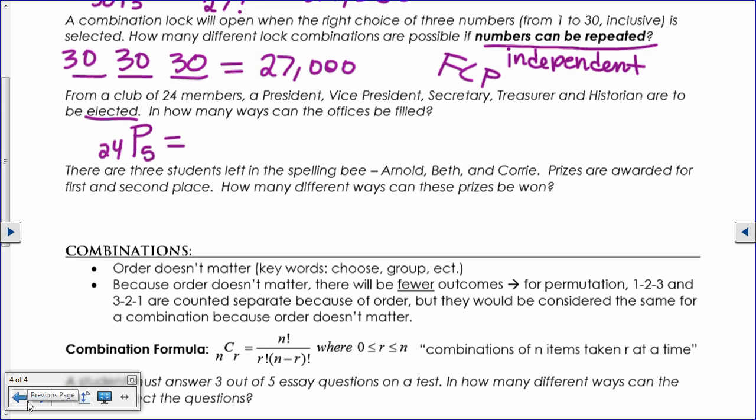So of the 24, I'm only going to be electing 5 for positions. Okay? So how should I write the formula? 24 factorial over 19 factorial. Make sure you don't forget your exclamation marks. 5,100,480. A lot of different ways to elect these people.